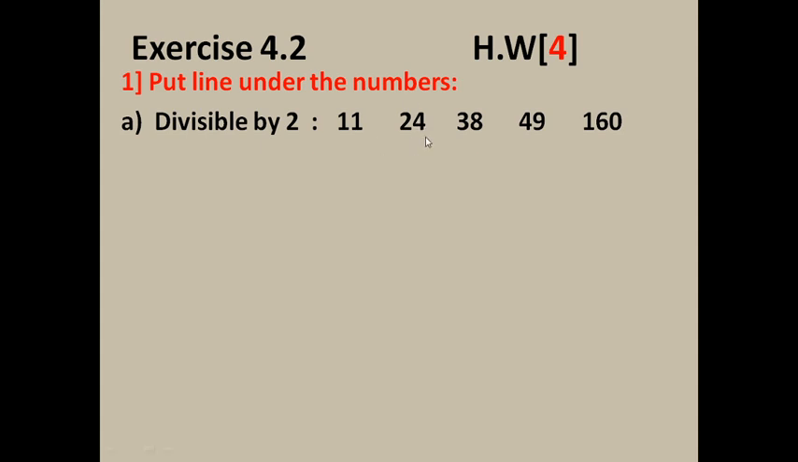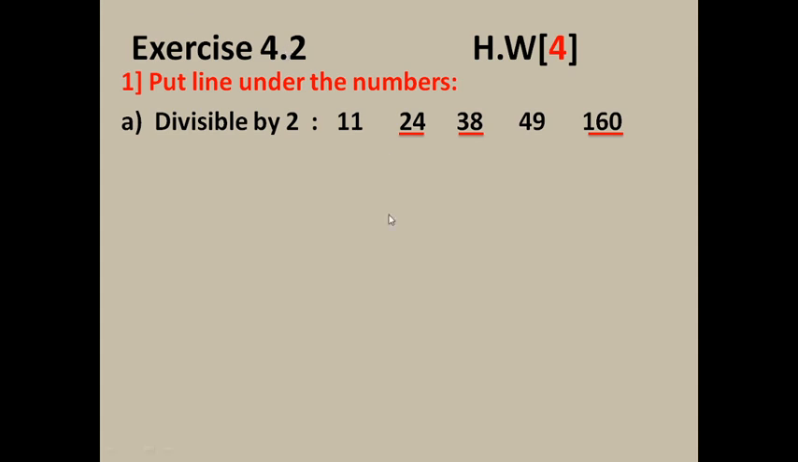So here, yes, 4. So 24 is divisible by 2. 38, yes, because it ends with 8, so it is also divisible by 2. 49, does it end with any digit 0, 2, 4, 6, 8? No, so it is not divisible by 2, so no need for this. And here, yes, the last digit, the number in the ones place, is 0, so it is divisible by 2. So we put a line under the numbers divisible by 2. The number is divisible by 2 if it ends with 0, 2, 4, 6, 8.